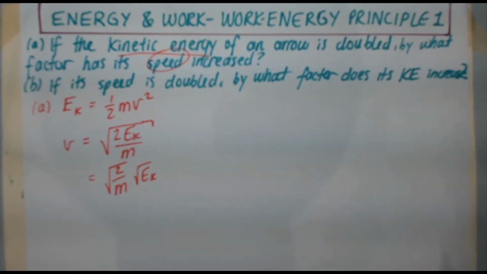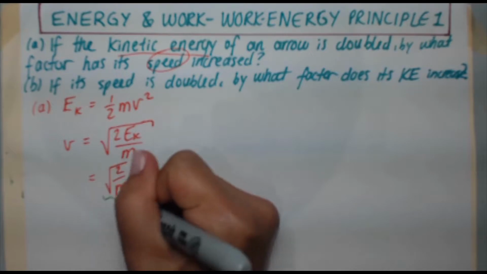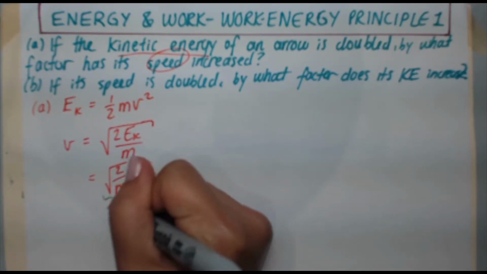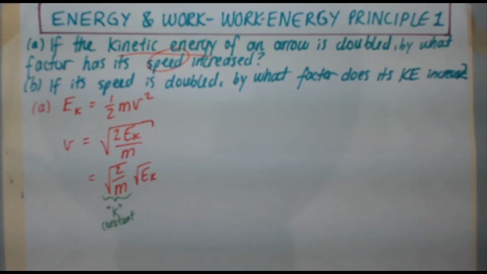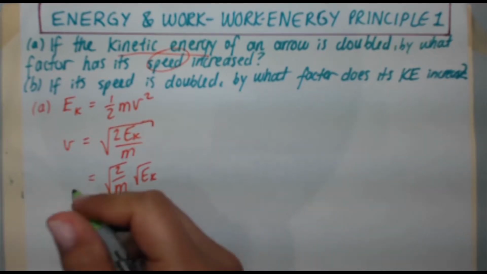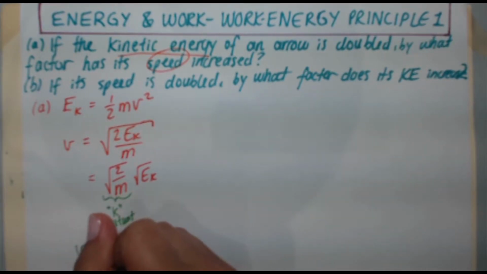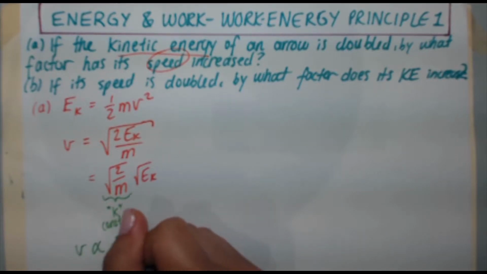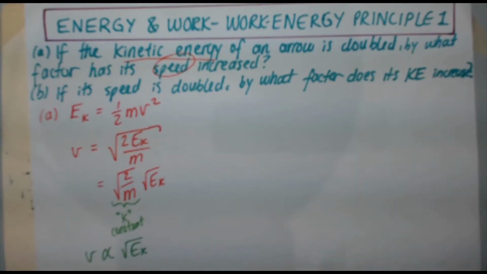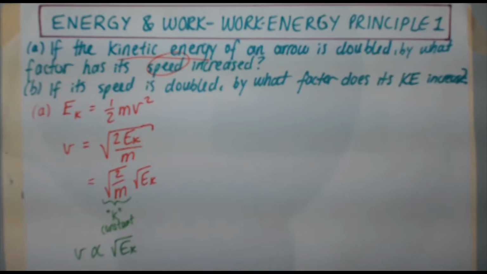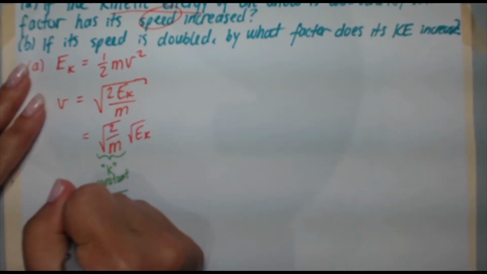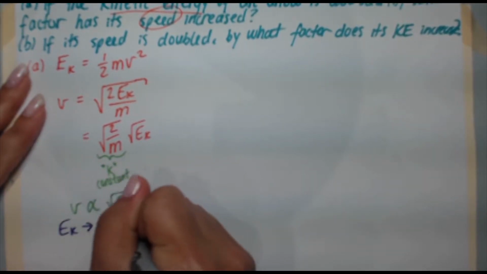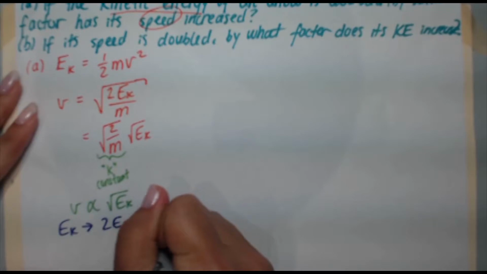So this in front is just a constant. You can just call it k. It's simply a factor that you multiply. What really matters here is that the speed is proportional to the square root of the kinetic energy. So that means that if I want to double kinetic energy, in other words, if Ek becomes 2 Ek, simply plug it into that formula.